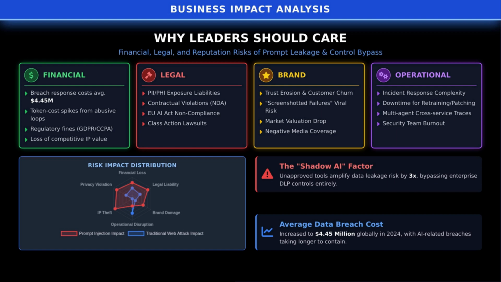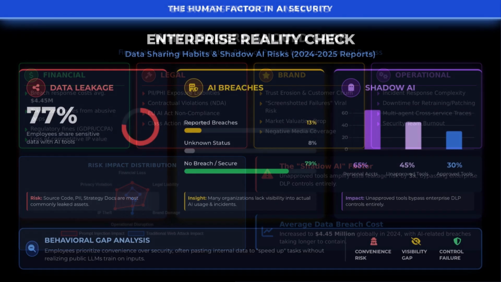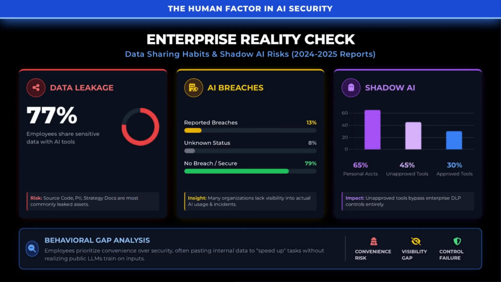To build a strategy, organizations must first understand how their own employees interact with AI tools. Recent data exposes how data sharing habits and shadow AI exacerbate risks. 77% of employees admit to pasting sensitive data into AI tools, often leaking source code, PII, and strategy documents. Only 13% of organizations report AI breaches, while 79% don't know or lack visibility, a sign of blind spots, not safety. Shadow AI is rampant.